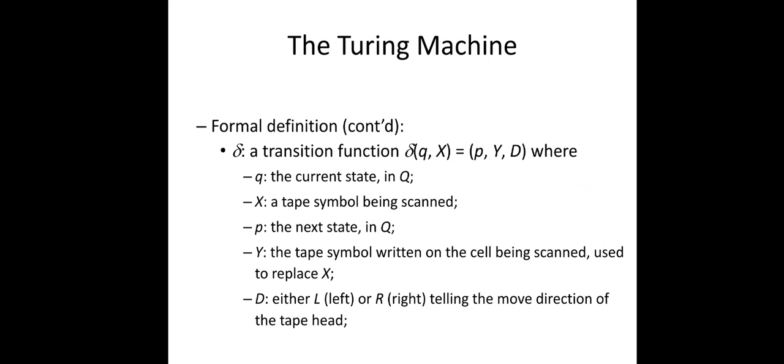Now delta of q comma x, we are having three resultant points in the resultant state. Here q is the current state, x is the tape symbol. After you see the tape symbol, what is the resultant state? That is p. Are you changing the tape symbol content, the tape symbol written on the cell being scanned? Are you replacing it or leaving it as such? And D stands for whether you are moving forward or backward, left or right. So it says the direction of the move of the tape head.